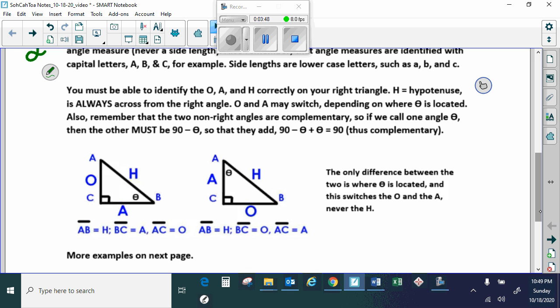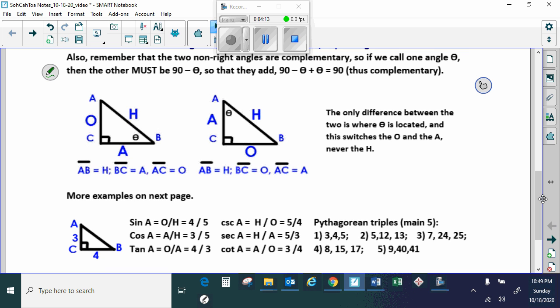So if we call one angle theta, then the other angle must be 90 minus theta. So they add to 90 degrees. 90 minus theta plus that theta equals 90. That's complementary. The only difference between the two is where theta is located. And this switches the O and the A, never the H. Hypotenuse is always the hypotenuse, never anything but the hypotenuse.